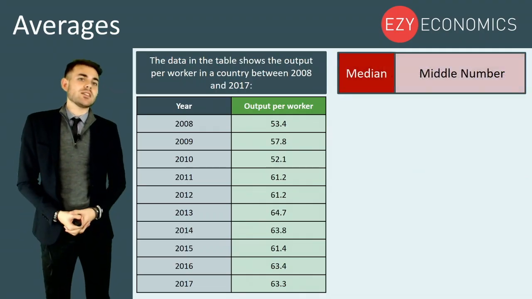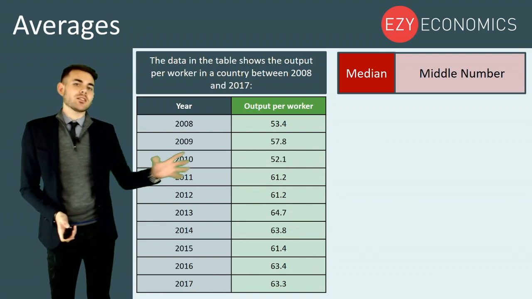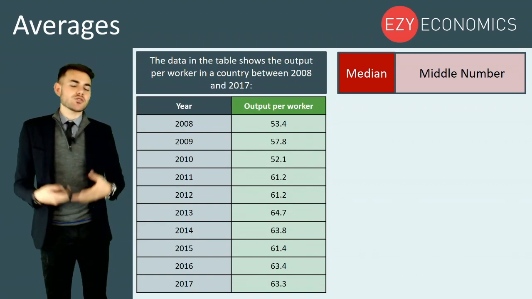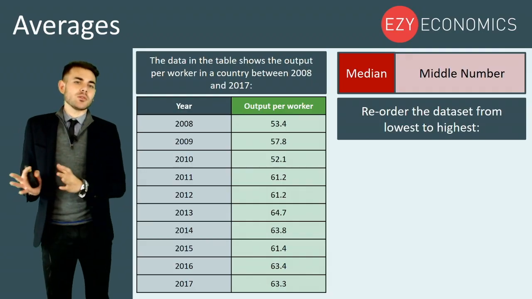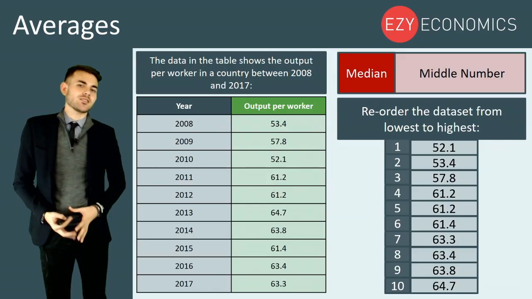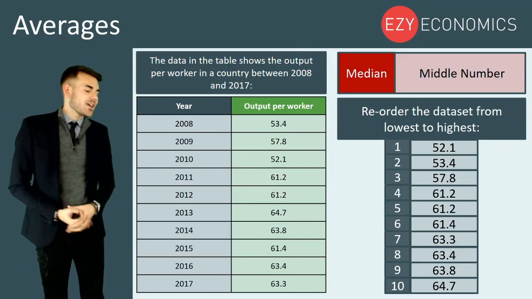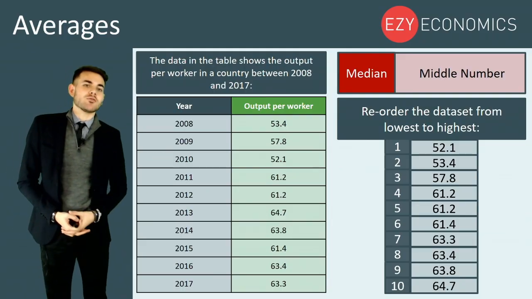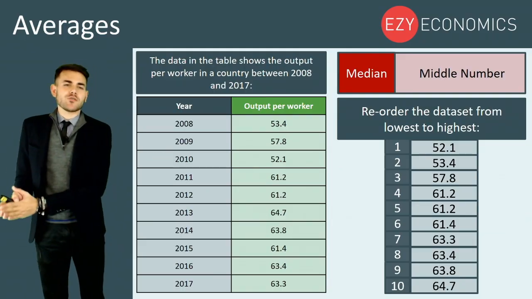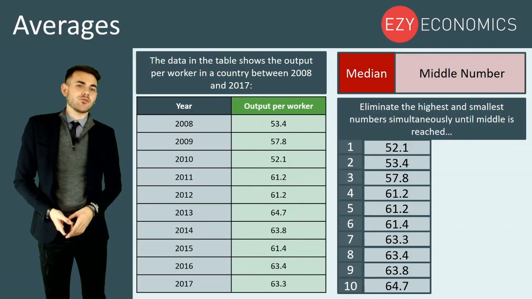Moving on to the median, which is the middle number, the middle observation, and it's not just the middle number of this column. We first of all have to order the data series from lowest to highest, and that's just done by inspecting those specific values and putting them in their right place. Here is the correctly ordered data series going from the lowest value of 52.1 to the highest value of 64.7.